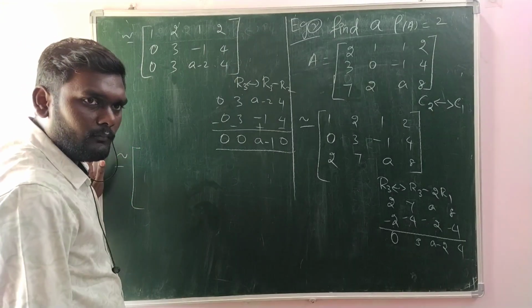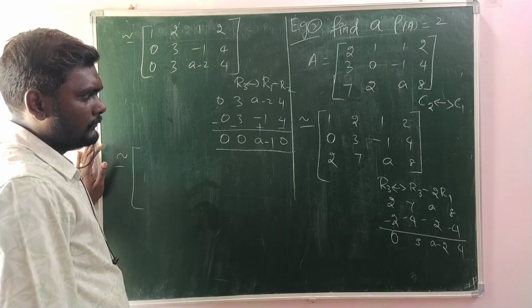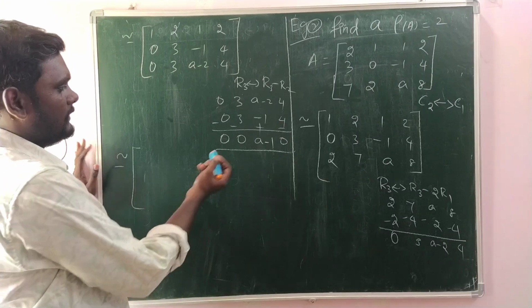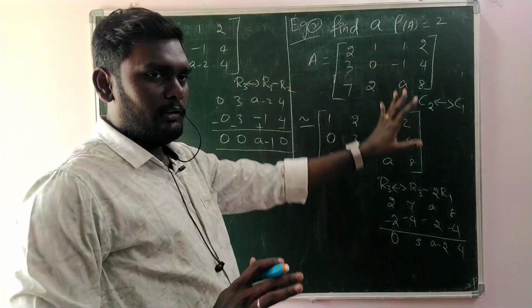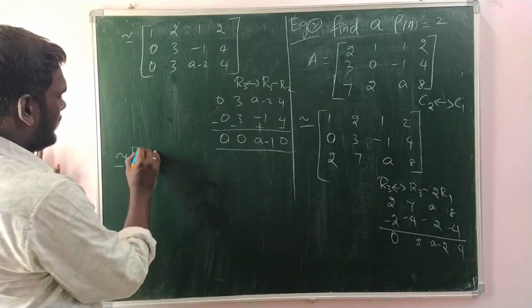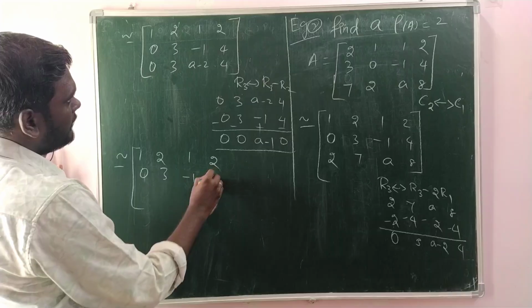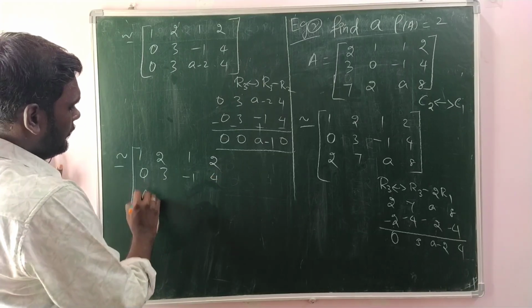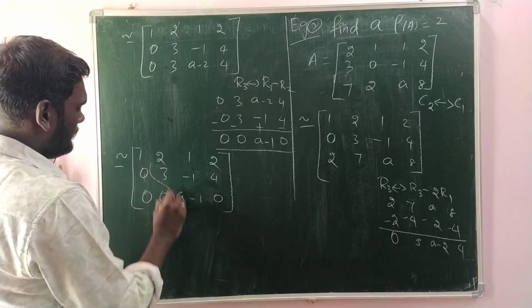Wait, we'll discuss. We'll try what we thought. The rank is 2, they gave. I'm trying to obtain the row echelon form. So the row echelon form here is 1 2 1 2, 0 3 minus 1 4, and the new row is 0 0 A minus 1 0. Okay, this is the row echelon form.